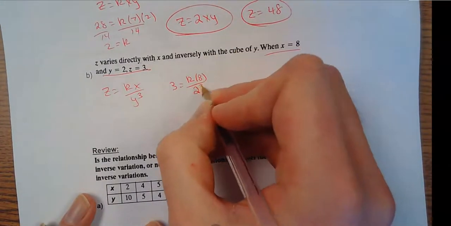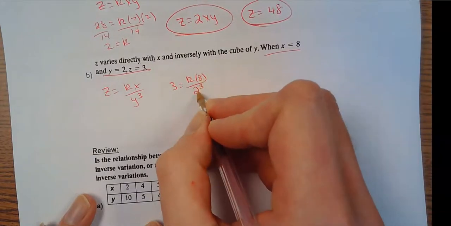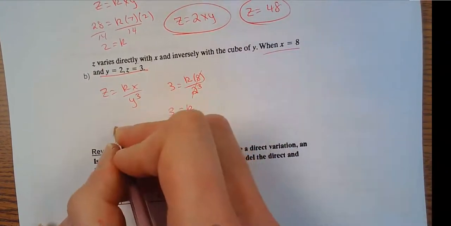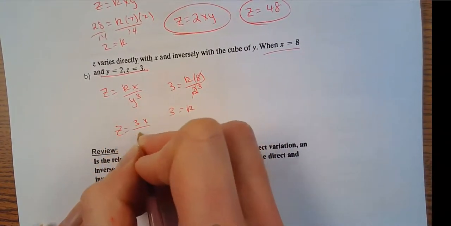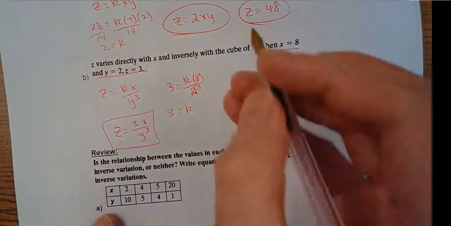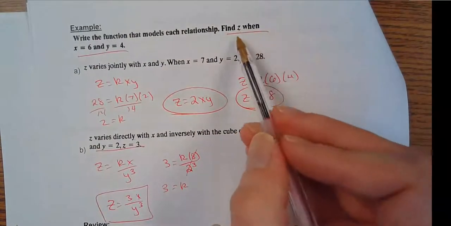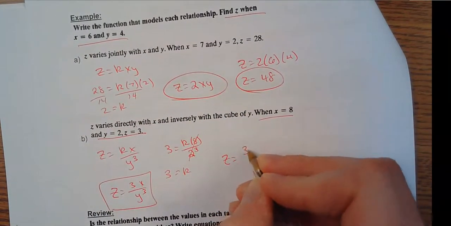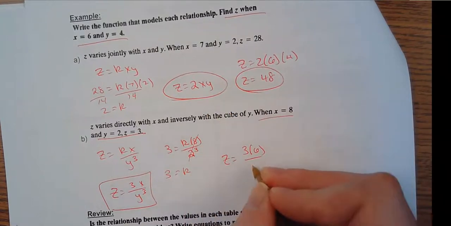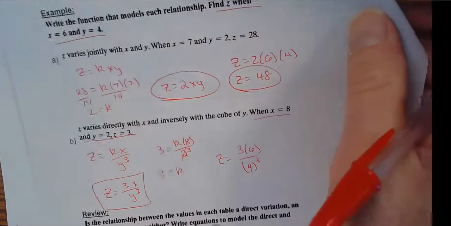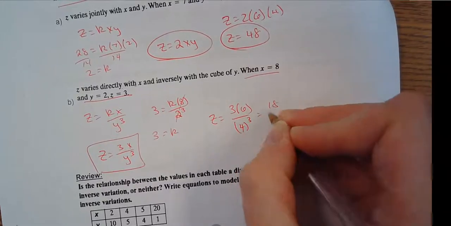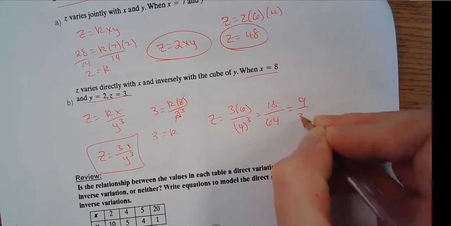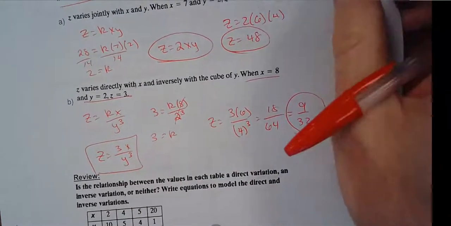So this is 2 cubed, so this would be 8 over 8. Now that's going to reduce, so k must be 3. So z equals 3 times x divided by y cubed. That's my relationship. Now up here, find what z is when x is 6 and y is 4. So z equals 3 times 6, and 4 to the third goes on bottom. This would be 18 divided by 64, which reduces to 9/32, and that's about as far as you have to go with that.